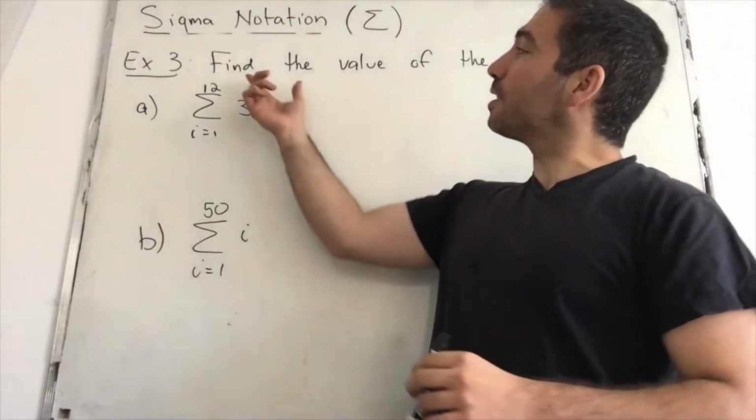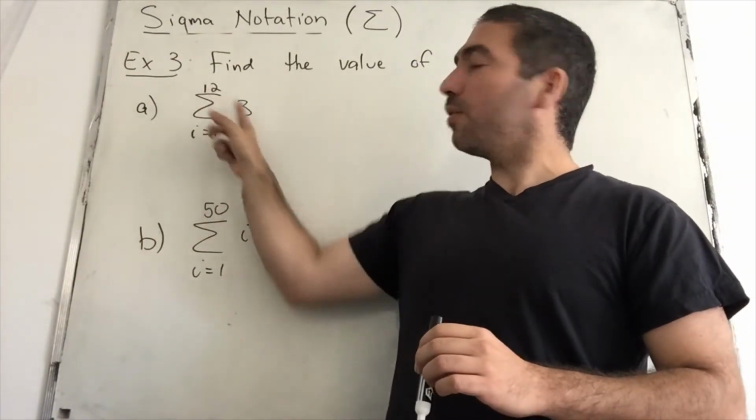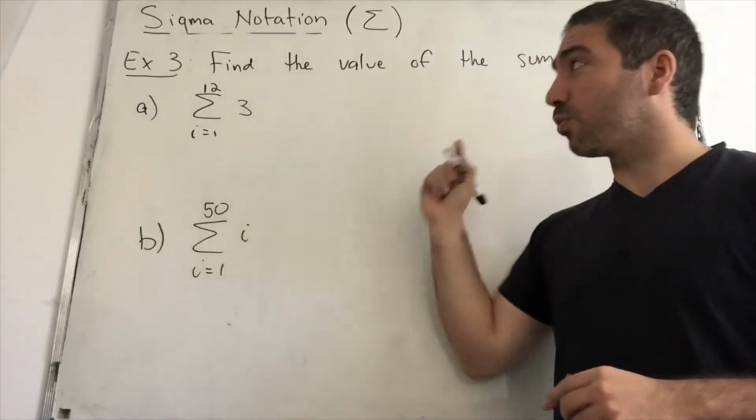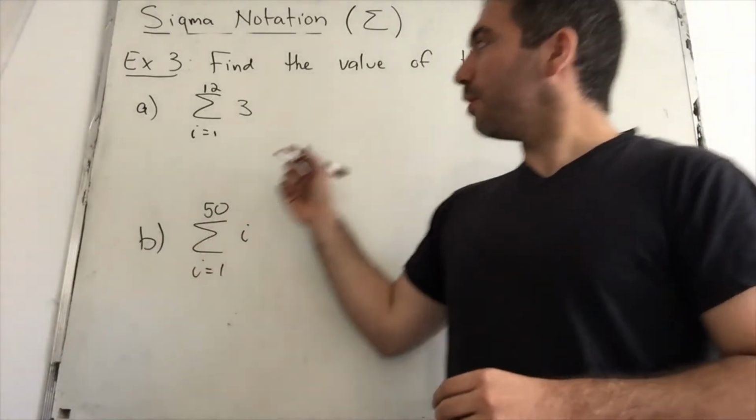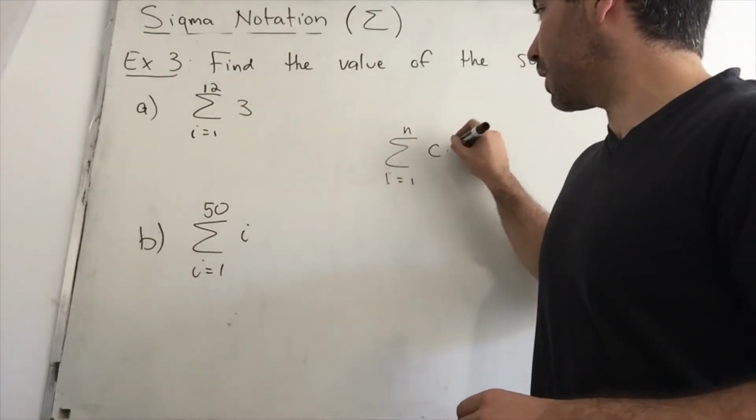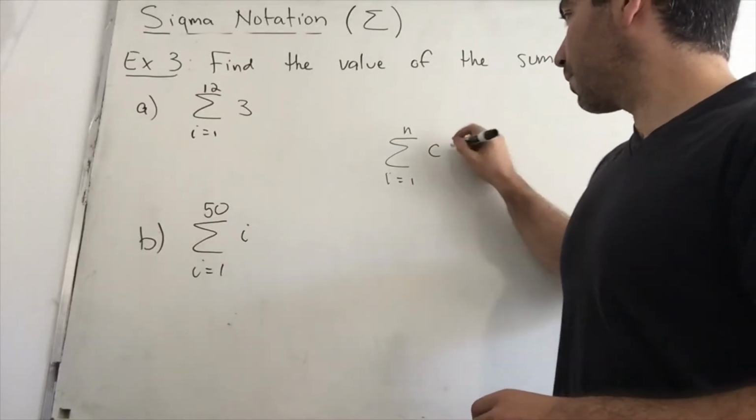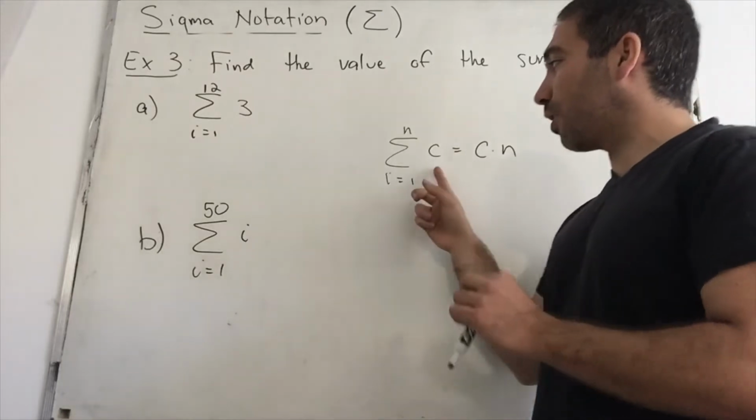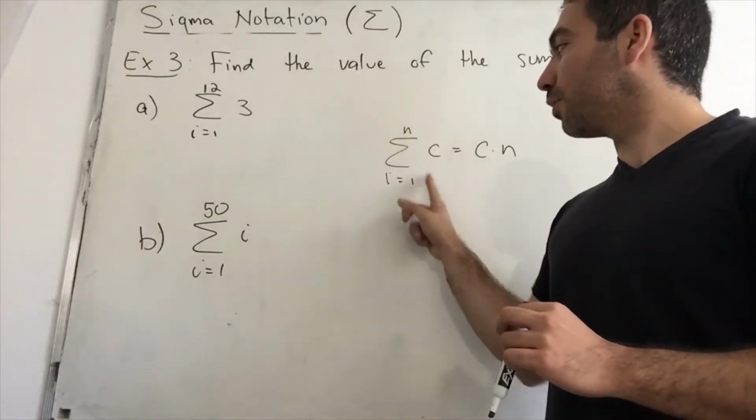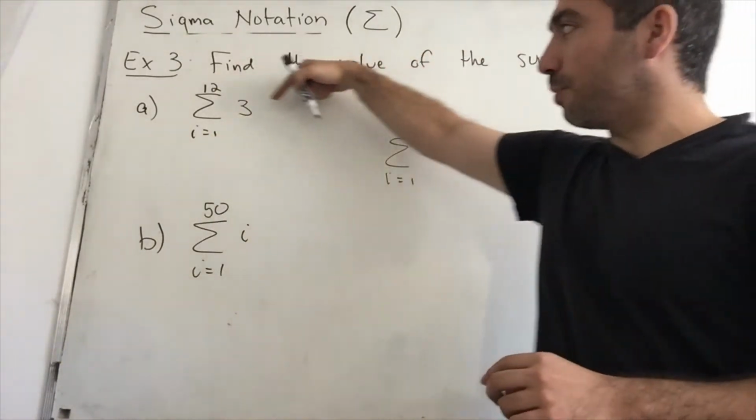In this example, it says to find the value of the sum, and the first example we have is the sum from 1 to 12 of 3. Essentially what we have to do here is add 3 twelve times. But using our property, we know that the sum from i equals 1 to n of c is equal to c times n. If you have a constant, then you're just multiplying the constant by whatever number is up here, starting at 1. We're starting at 1, we're good. So we're just multiplying 3 times 12.